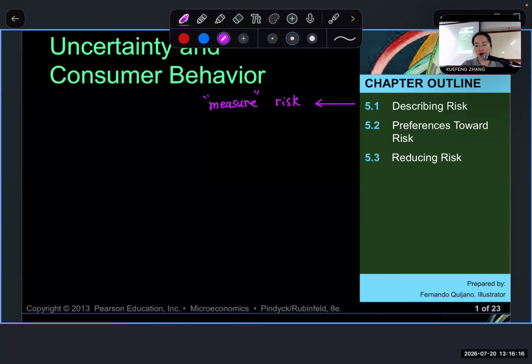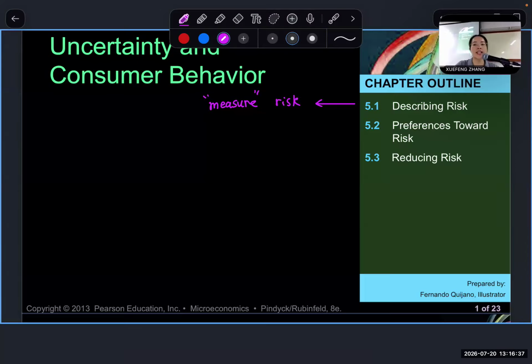Okay, next one, 5.2, preference towards risk. So this one is about some people love risk, some people hate it. Why? And how do we show that on a graph? Okay, preference towards risk.